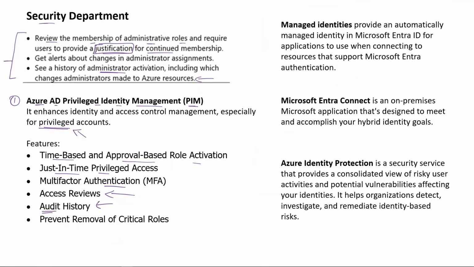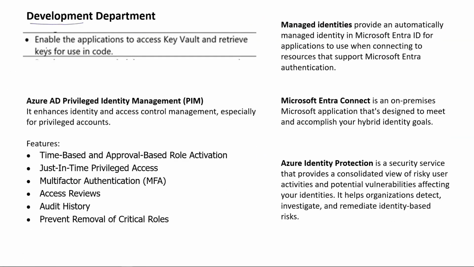Back to the question. Therefore it meets all the requirements, and Privileged Identity Management is the correct answer for the security department. The second, third and fourth options are not relevant to this question. Now the development department requirement. Here we would like to enable the applications to access Key Vault and retrieve keys for use in the code, or development code. As we have seen, Privileged Identity Management is not built for this purpose, so we will not go for this. Second choice, managed identity.